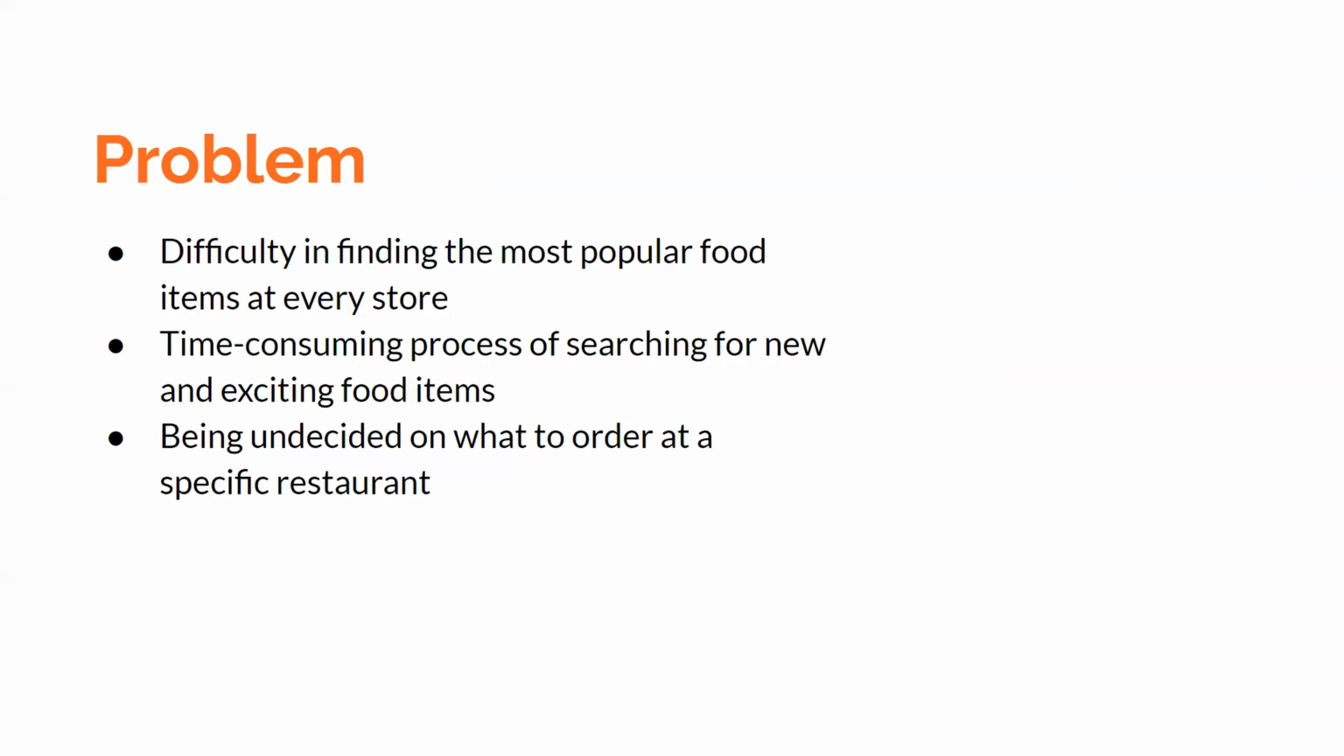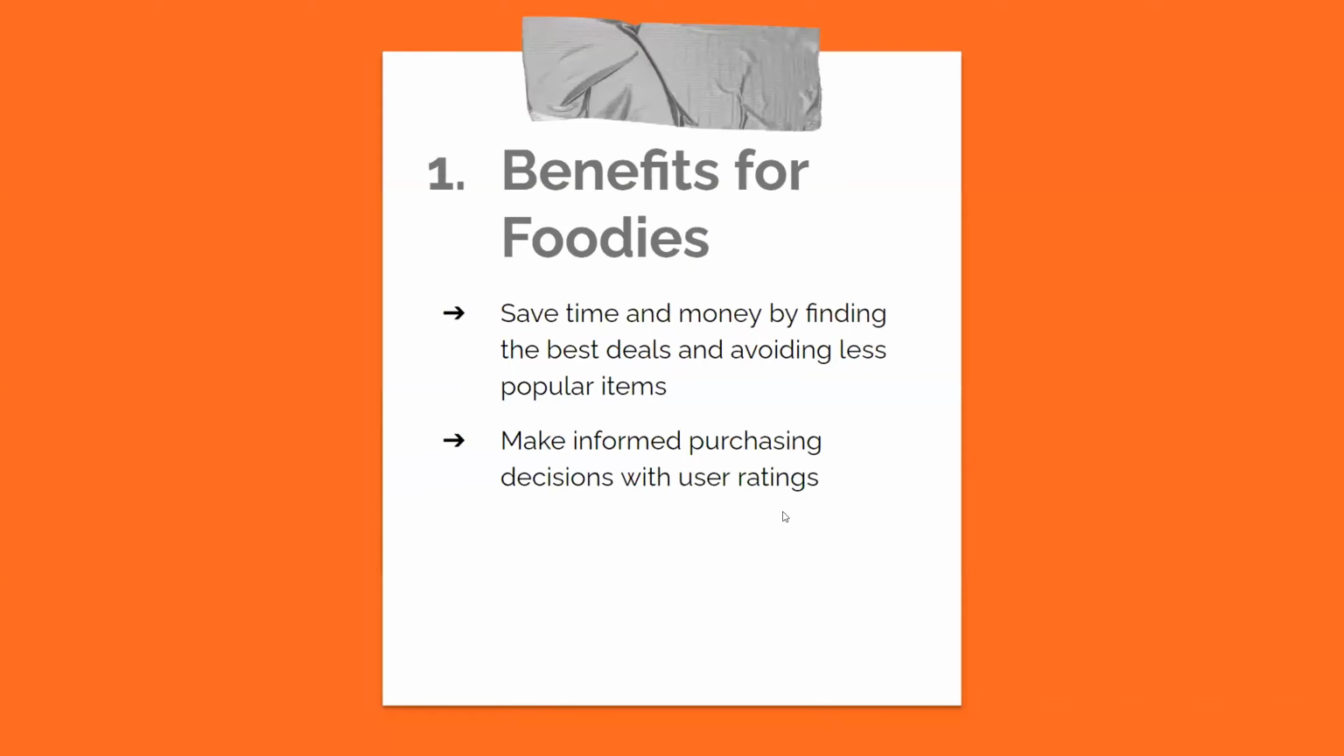And there's a time-consuming process of searching for new and exciting food items. And while they are in the store, they have to decide what to order at a specific restaurant. So this is for the side of the consumer, for foodies. The benefit for them is they will save time and money finding the best deals and avoiding less popular items, and make informed purchasing decisions with user ratings, since my app is like a ranking app for every food item at each store.